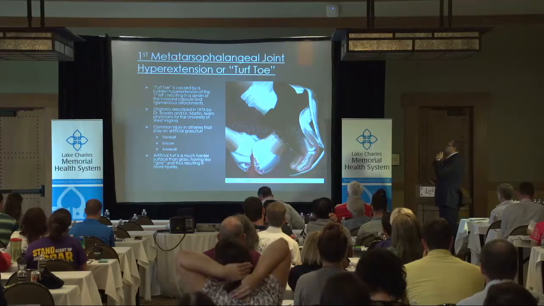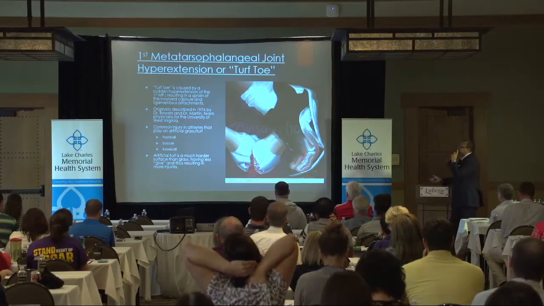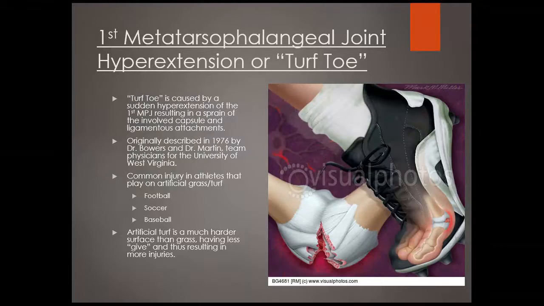And lastly, turf toe, first metatarsal phalangeal joint hyperextension. It's caused by a sudden hyperextension of the first metatarsal phalangeal joint, resulting in a sprain of the plantar plate. Most commonly seen in football, soccer, or baseball due to the artificial turf being much harder than natural grass and having much less give.